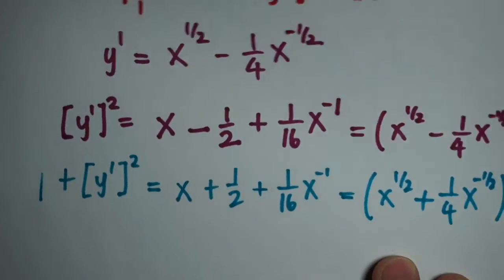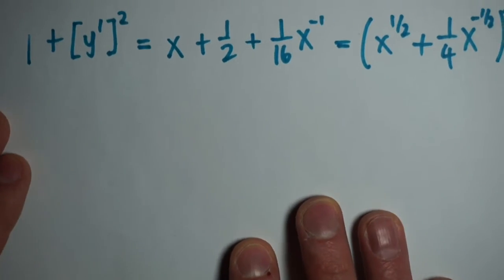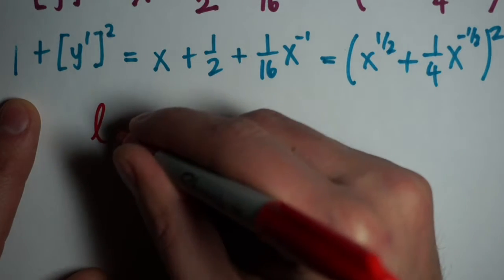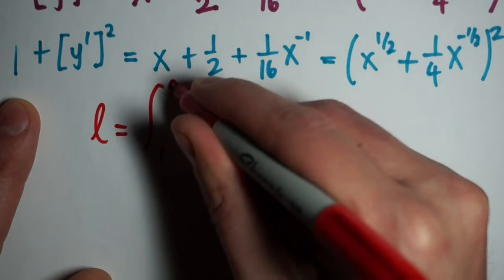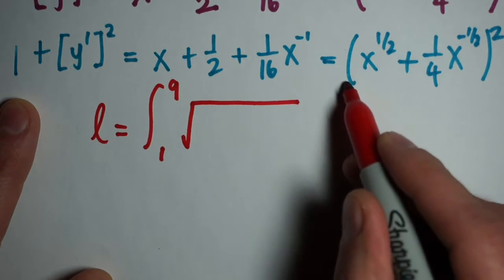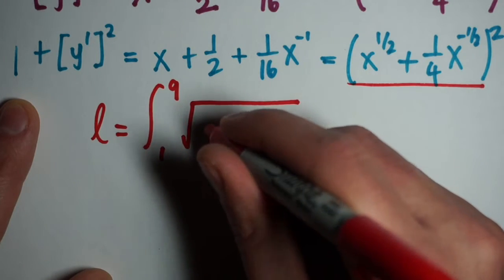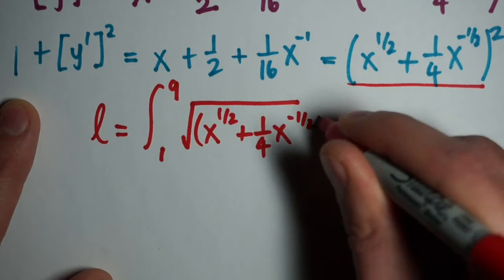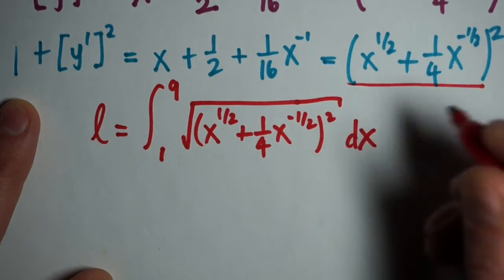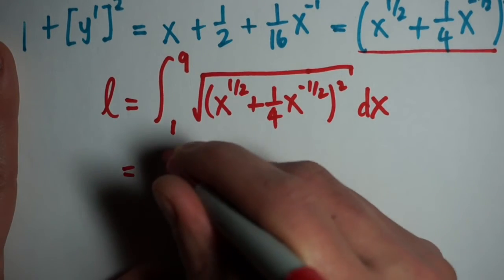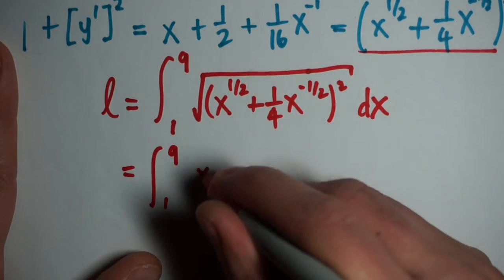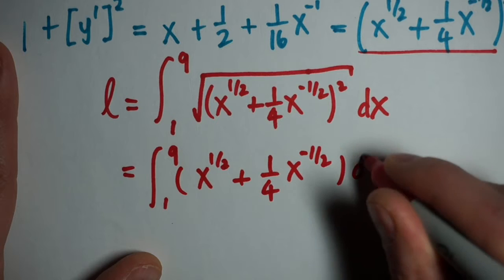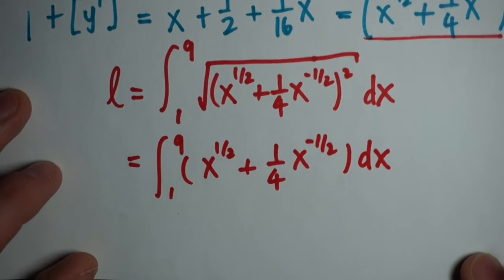So now I take this term and I plug it into the formula, and what I end up with is my length. My length is going to be equal to the integral from 1 to 9 of the square root of this term I just found. And so that's x to the 1/2 plus 1/4 x to the negative 1/2, all squared. And this square is under the square root. Typically, when you take the square root of something squared, you have to leave some absolute values around it. But in this case, because I'm only working with positive numbers, I don't have to worry so much about that. And so I end up with the integral of x to the 1/2 plus 1/4 x to the negative 1/2.